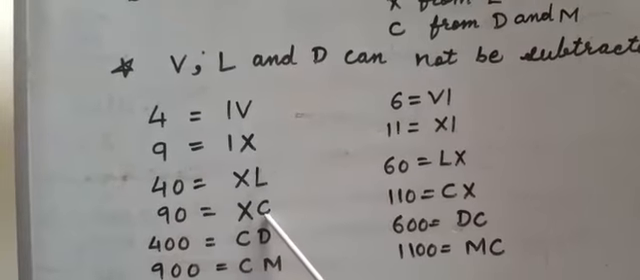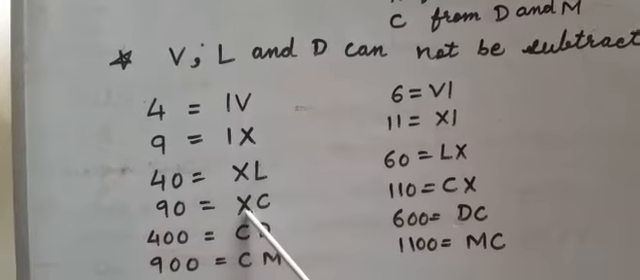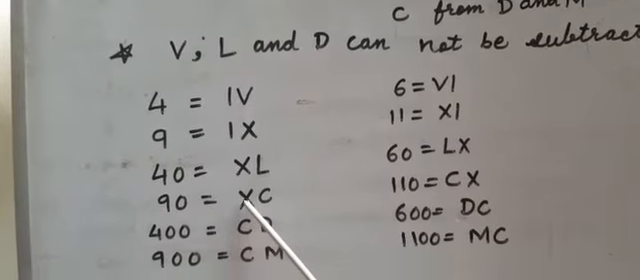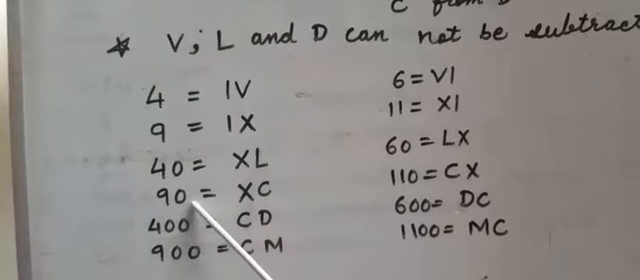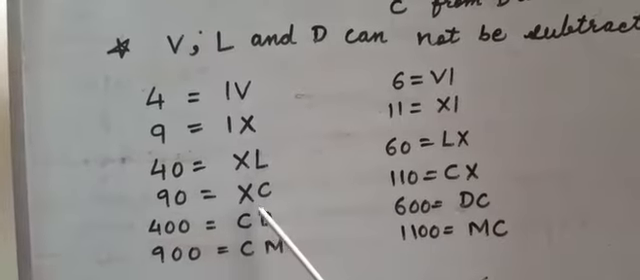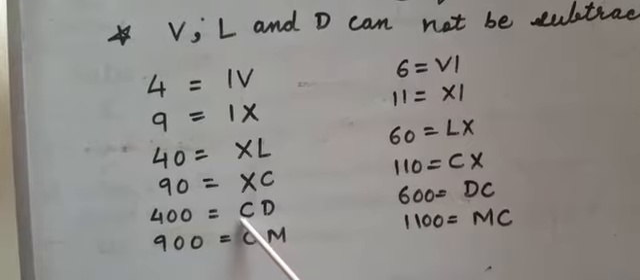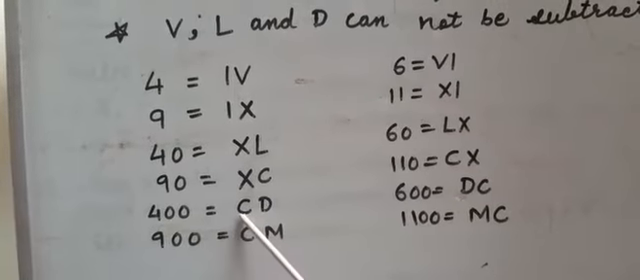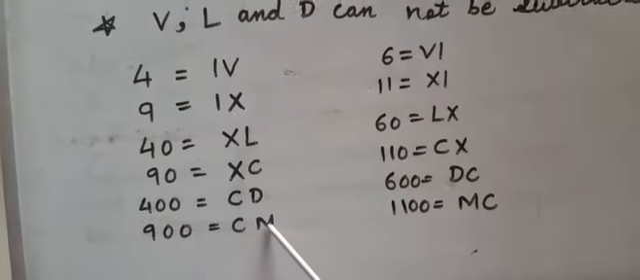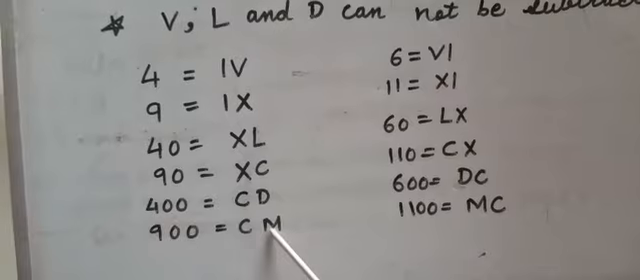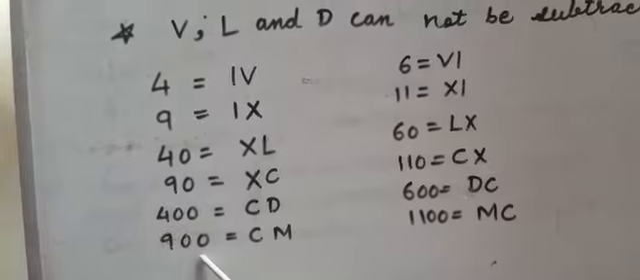This C represents 100. Before C, I have written X. So the value of X is 10. So I will subtract 10 from 100. So it will be giving me value 90. In the same manner, this D is having value 500, and before D, I have written C, which means I have to subtract 100 from it. So the value will be 400. Now M, the value of M is 1000. From 1000, when I subtract 100, I will be getting value as 900.